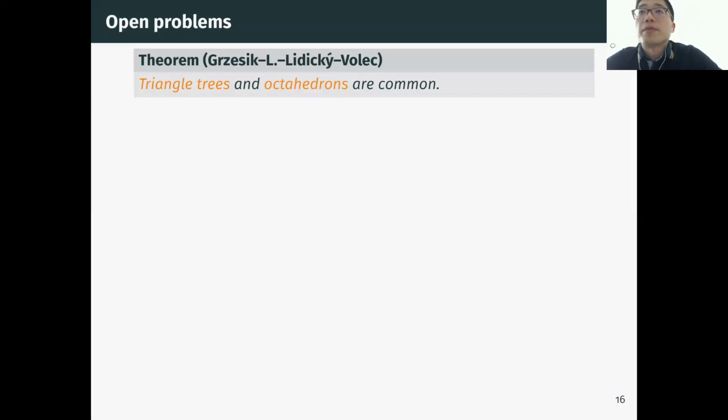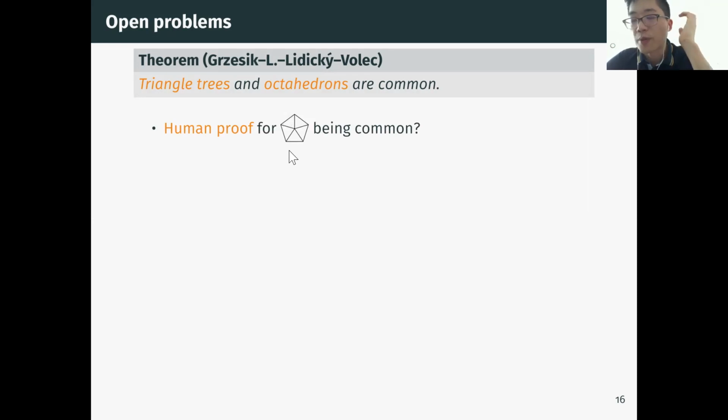So here is our theorem. And one of the most interesting possible results in the area is a human proof for the 5-wheel being common. So far, no one has found this human proof. And moreover, this is essentially the only example that's common in this higher chromatic number case.